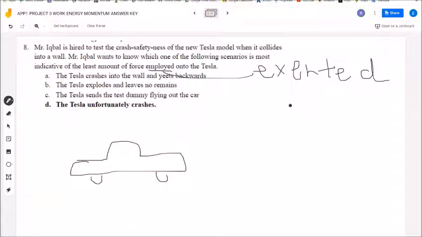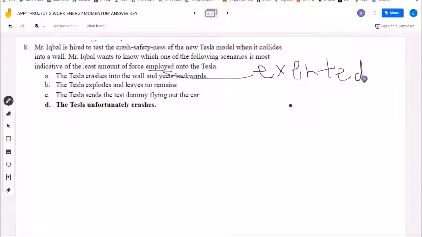I should probably explain the significance of this: the impulse momentum theorem. The impulse momentum theorem tells us that force is equal to the change in momentum, which is impulse, over the change in time.